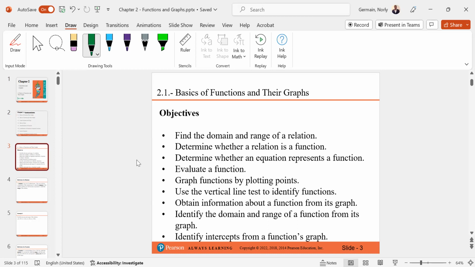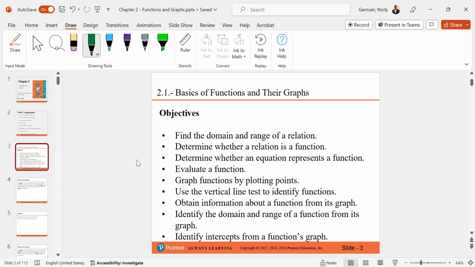Obtain information about a function from its graph. We can give you a graph and ask you to answer questions. For example, you have a graph representing the population of a certain city over a period of time. So we can give you the graph and ask, what is the population of that city in a very specific year? You should be able to identify that.